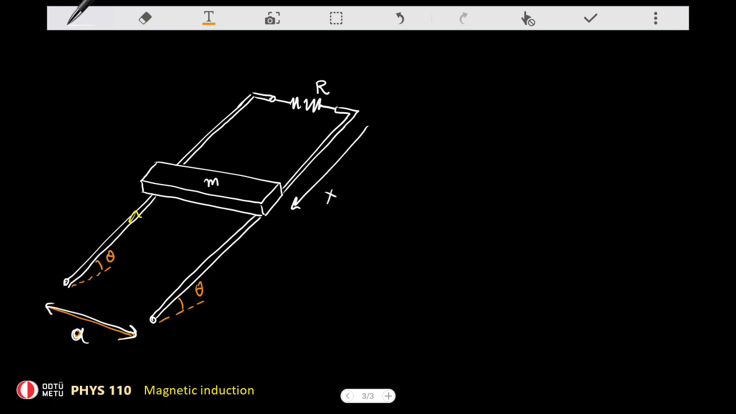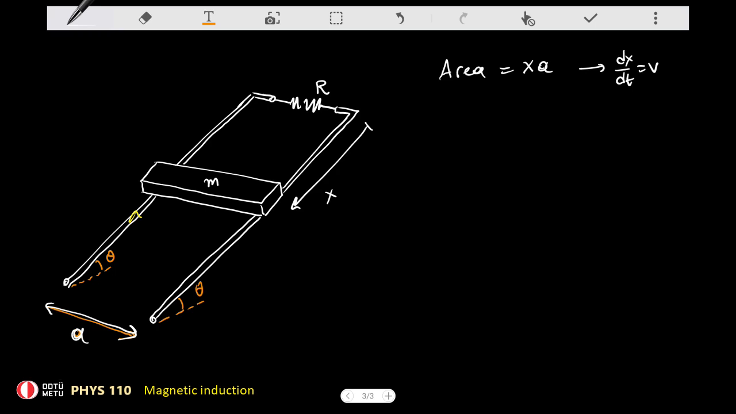So I'm going to call this X, and I'm going to measure it from the top, so that the area of the circuit in here, this area, is equal to X times A, and that's the time dependent one. So the area is changing with time. How does it change with time? Well, I can take the derivative with respect to time. That's going to give me the velocity of the bar. So dx over dt is the velocity of the bar parallel to the incline direction.